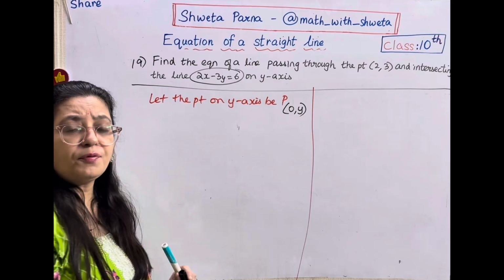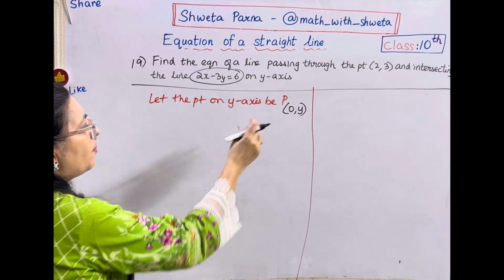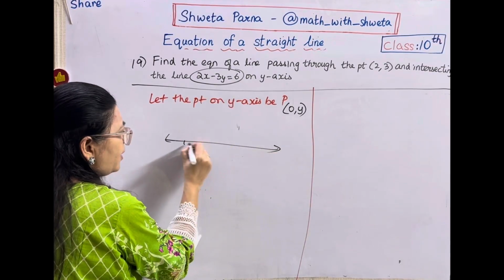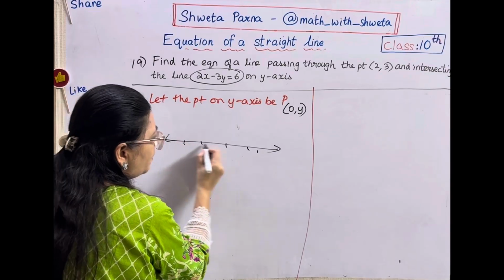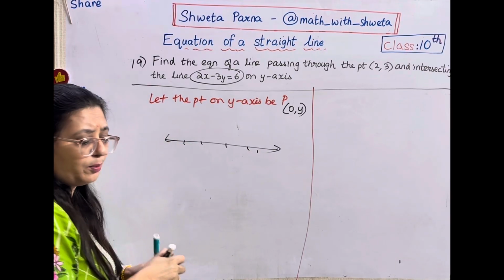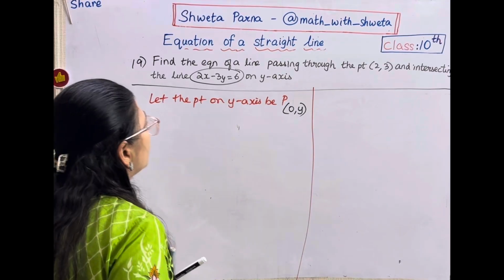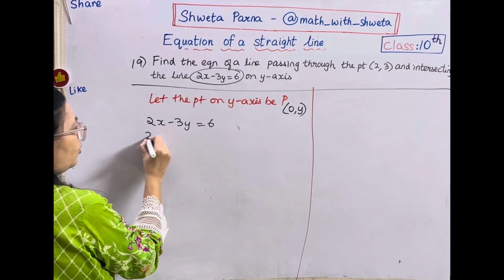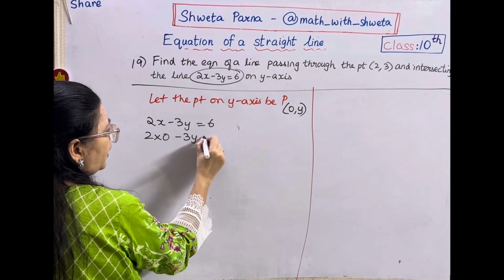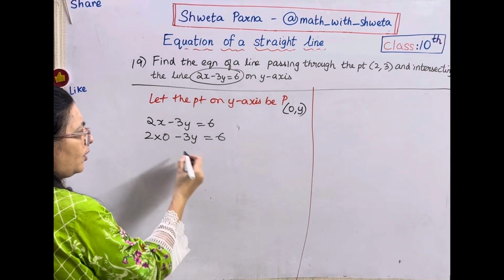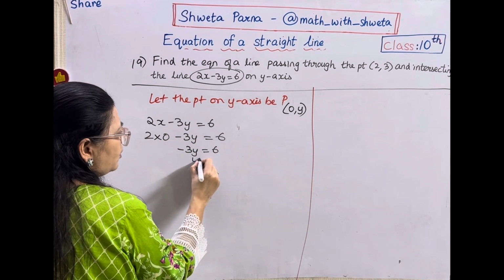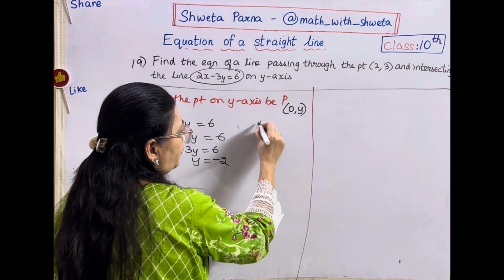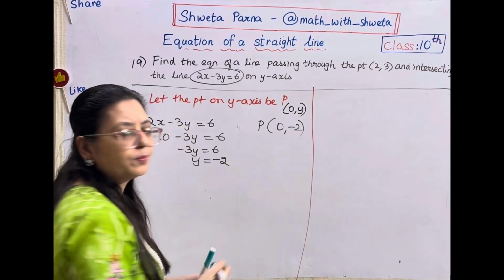So first we have to find the coordinate of point P by substituting this value in this line. Because if a line is passing through different points, all these points will be part of this line only. Remember that very well. So here the equation is 2x - 3y is equal to 6. x is 0. So 2 into 0 minus 3y is equal to 6. 2 into 0 is 0. So -3y is equal to 6. So y is equal to 6 divided by -3, which is -2. So the coordinate of point P would be (0, -2).